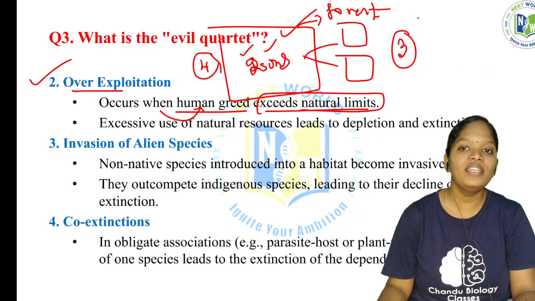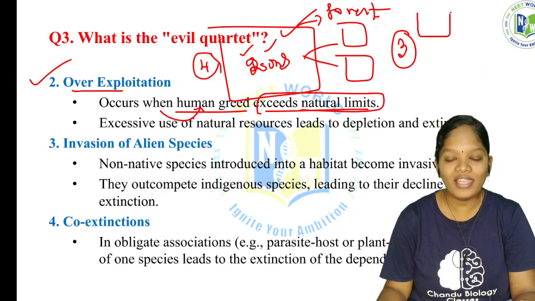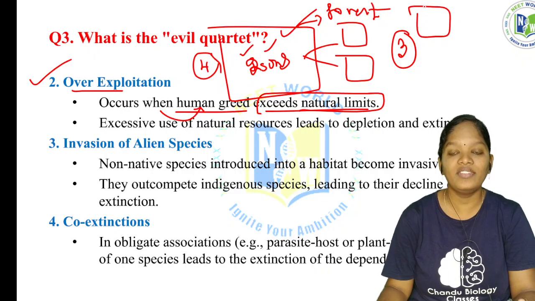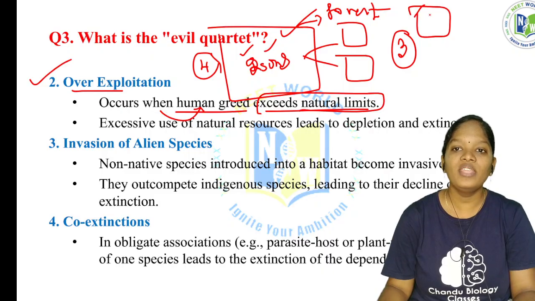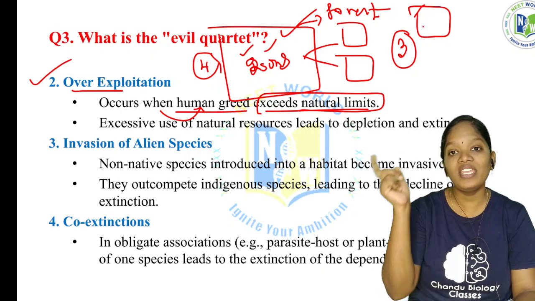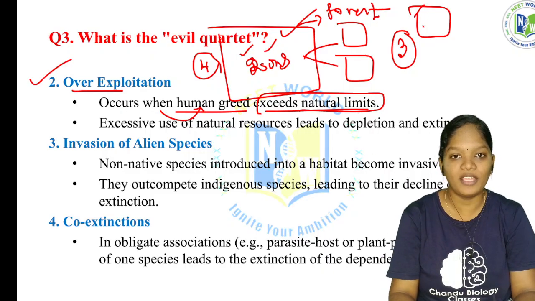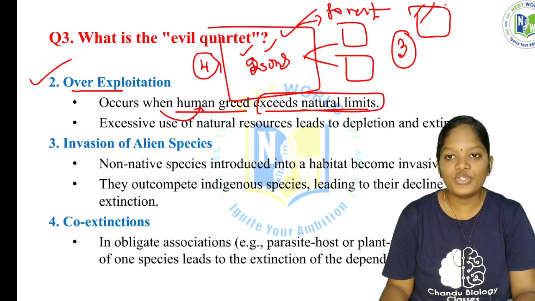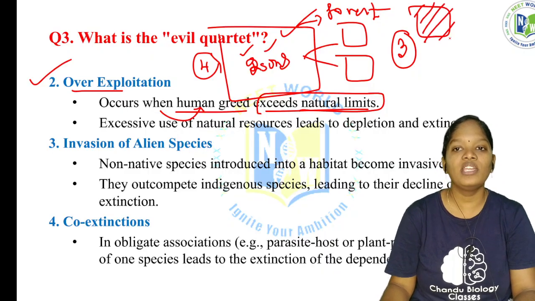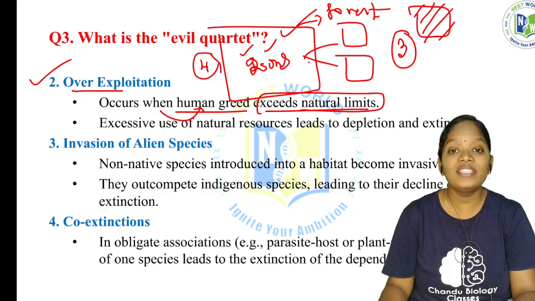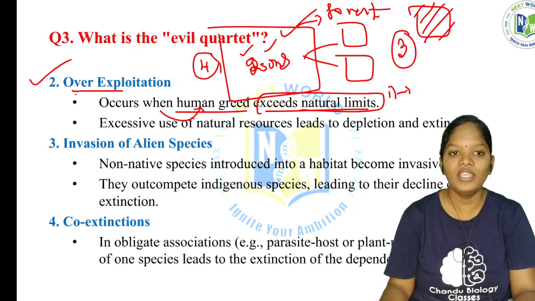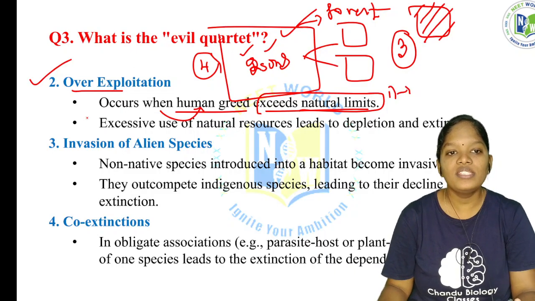Even though they own the land and have all the rights to destroy it, they are not thinking about the species already living there. So they are destroying all the land and the natural ecosystem, building their house there. I'm just saying a house as an example. So this is over exploitation, excessive needs.